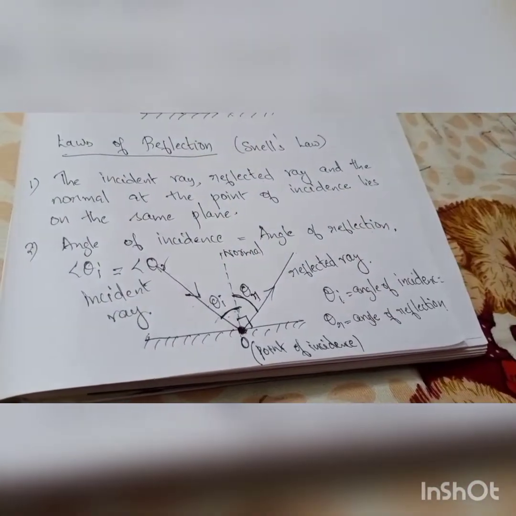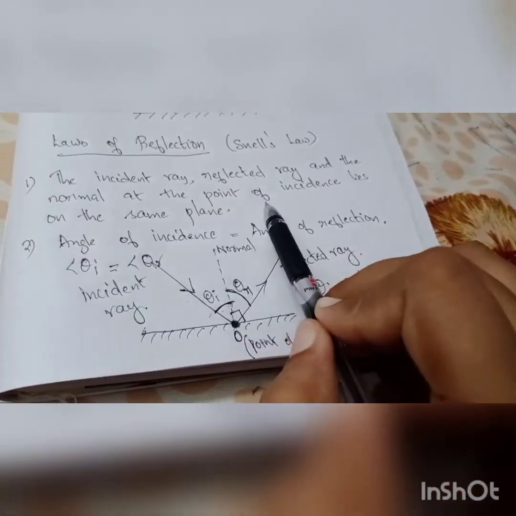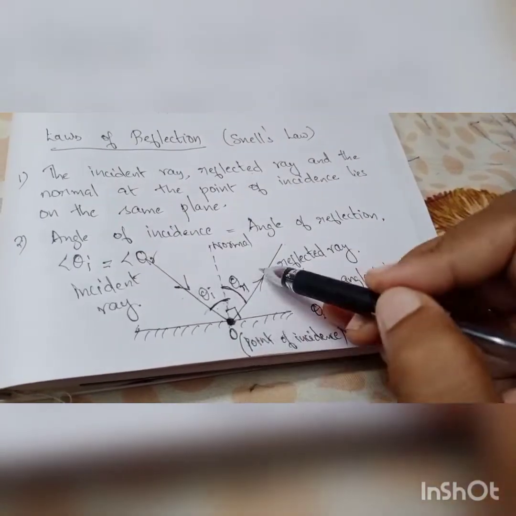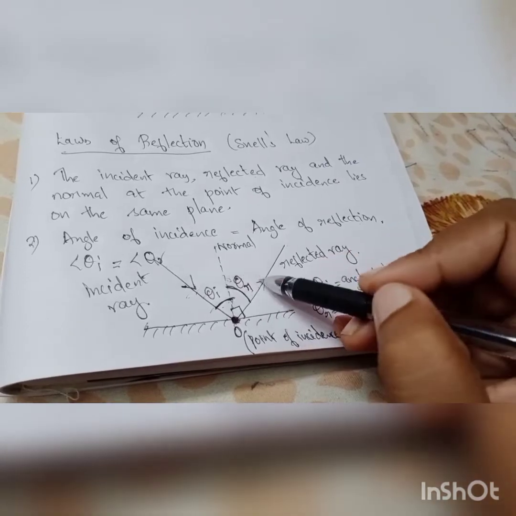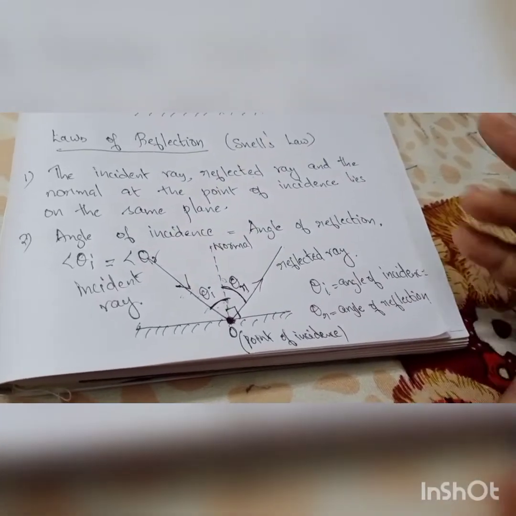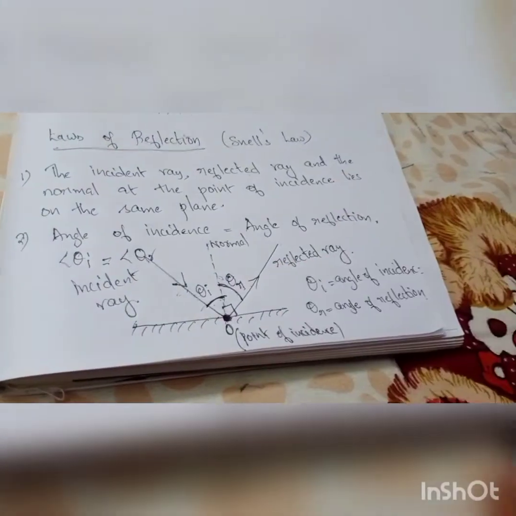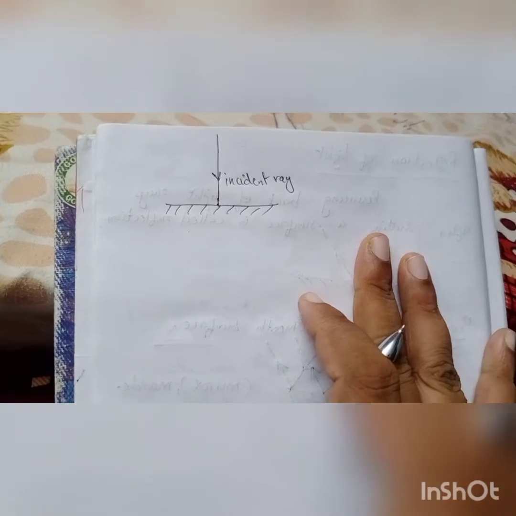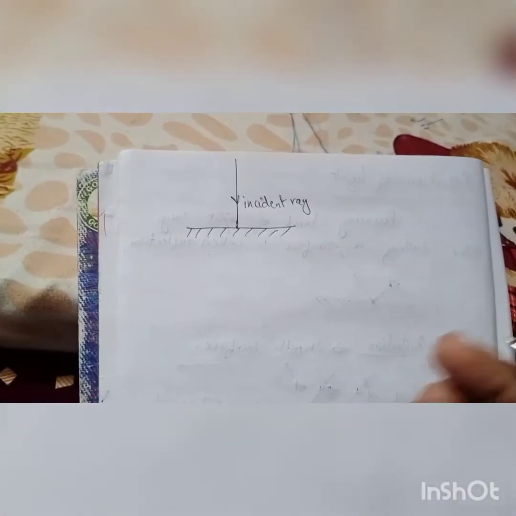The laws of reflection state that the incident ray, the reflected ray and the normal at the point of incidence lie on the same plane. So this is the first law. And the second law states that the angle of incidence is always equal to the angle of reflection. Okay, so this is the law of reflection. This is very important. Now, I think the concept of reflection is clear to you. How you have to draw the normal, the incident ray, the reflected ray, everything is clear.